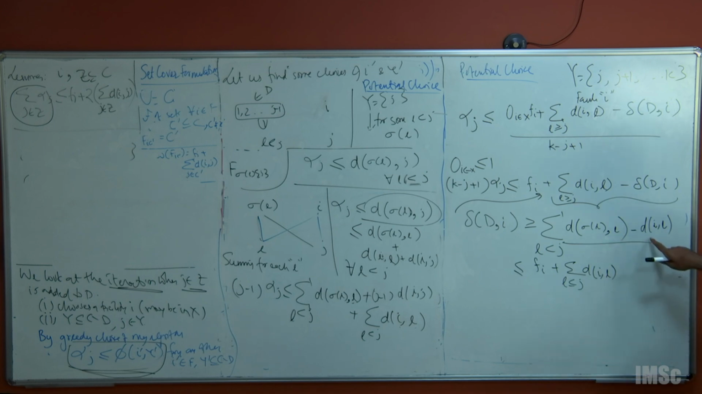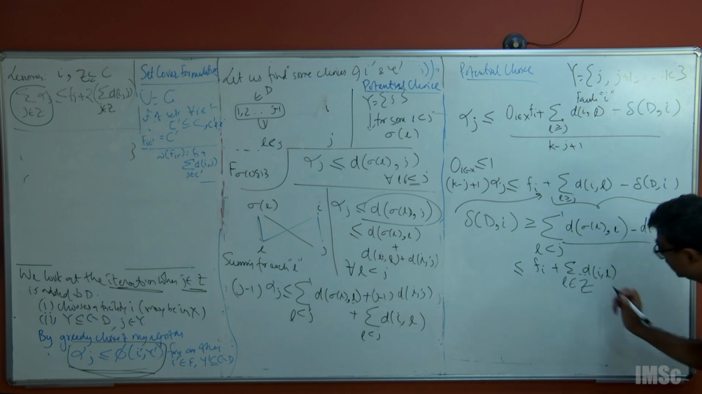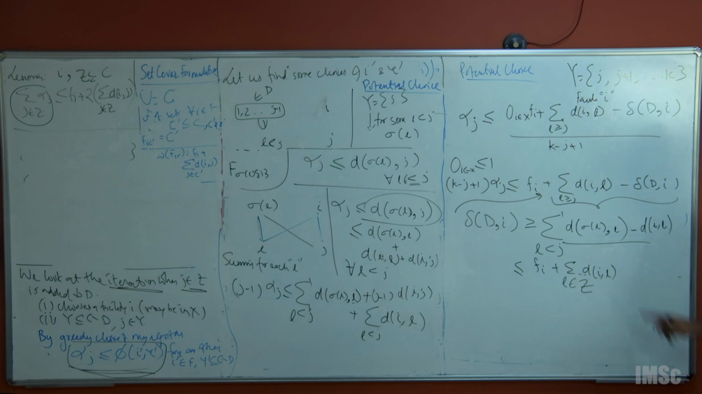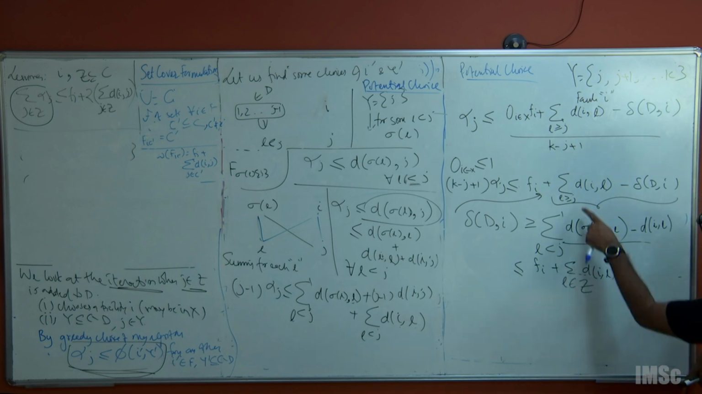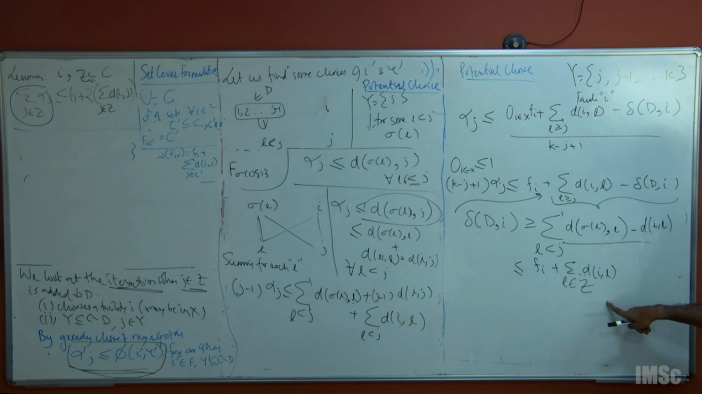Okay. So what is this? So this will become plus, right? For all L less than or equal to J. So what can I write? L in Z. Because if I put this quantity here, minus minus will become plus, and it is the distance from L to I. L less than J will come from here, L at least J. So L in Z or L less than or equal to K I can write here.